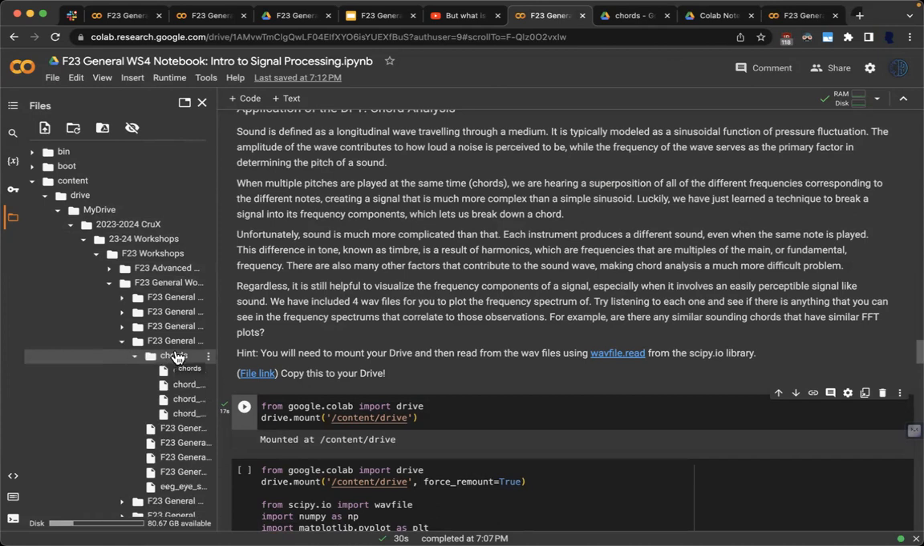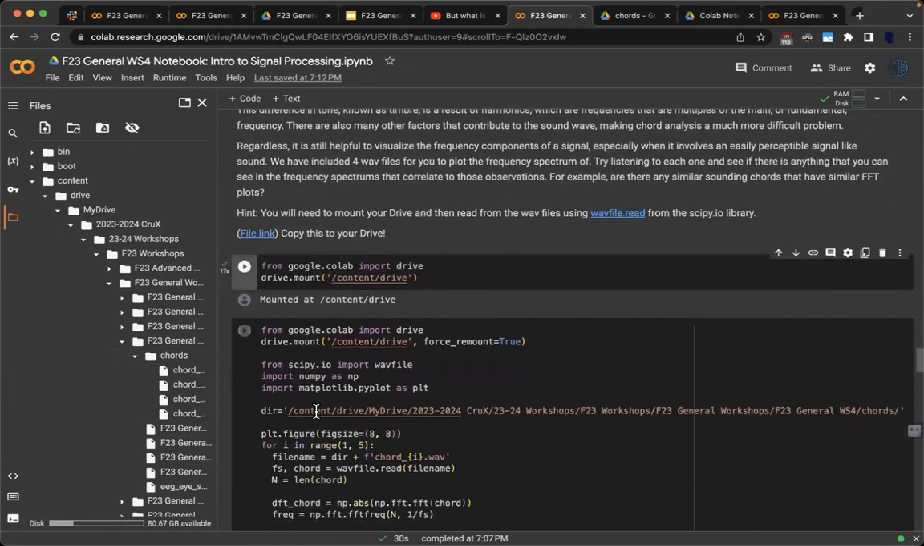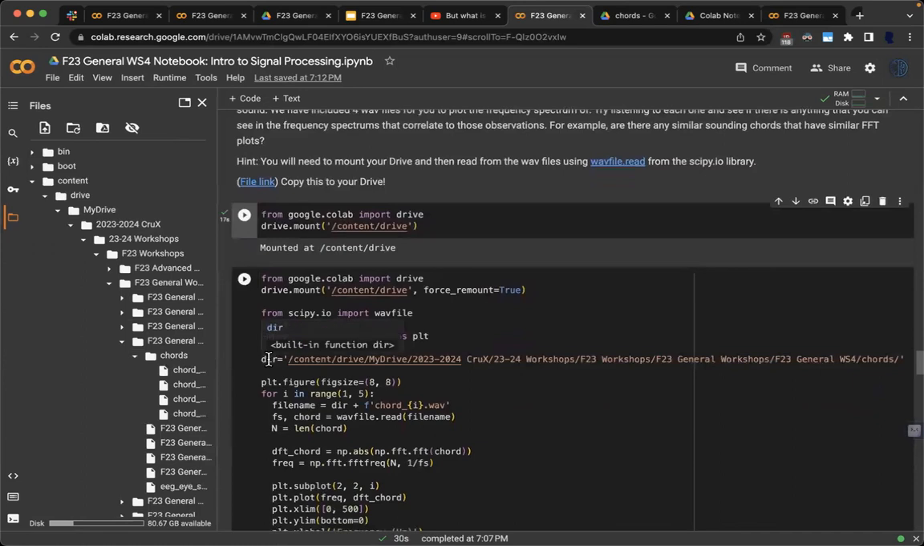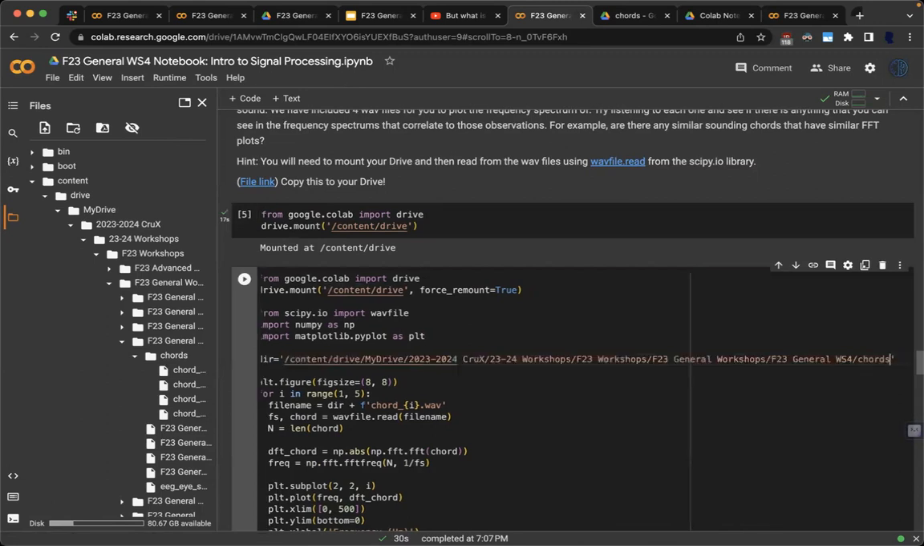Okay, once you get to the chords folder, what you need to do is click the three dots next to the chords folder and click copy path. And then here where it says directory, you need to highlight and delete all of this, and then paste your own path into that variable there. That's super important, or else you won't be able to access it.